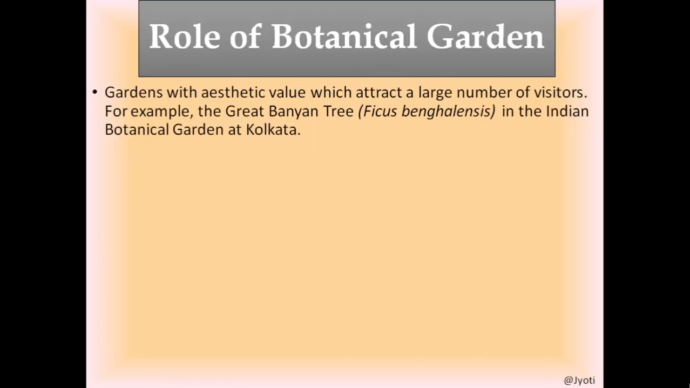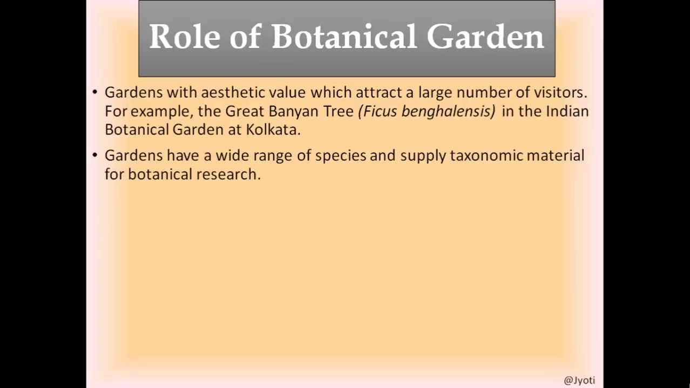As you know, the garden always gives aesthetic value, which attracts a large number of visitors. For example, as I told you, the Great Banyan Tree, Ficus bengalensis, in the Indian Botanical Garden at Kolkata. It is the major attraction. उसको देखने के लिए काफी सारे टूरिस्ट आते हैं वहां पर. Gardens have a wide range of species and supply taxonomic materials for botanical research.